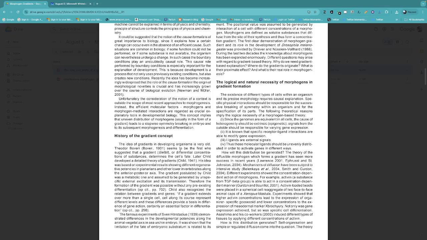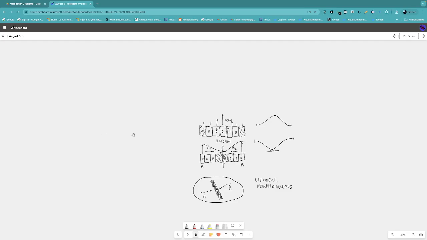So the idea of gradients in developing organisms is very old. Theodore Boveri seems to be the first who suggested that a gradient or differential concentration of substances determines the cell's fate. Later, Child developed a detailed theory of gradients. His idea was based on experimental results showing different regenerative potentialities or potencies in planarians and other lower invertebrates along the anterior-posterior axis. So this is showing this, but in a very simple model, the planarian, where you have this sort of anatomical variation.